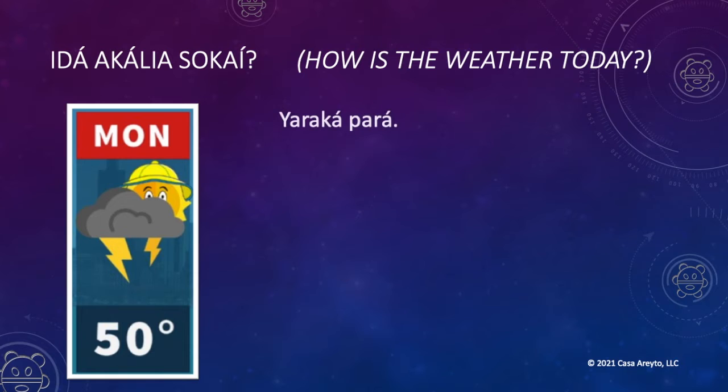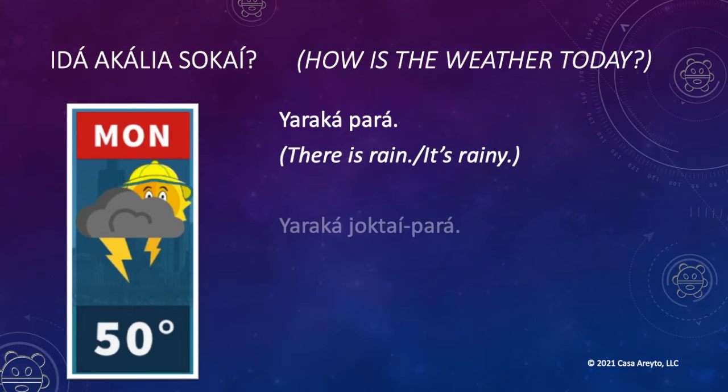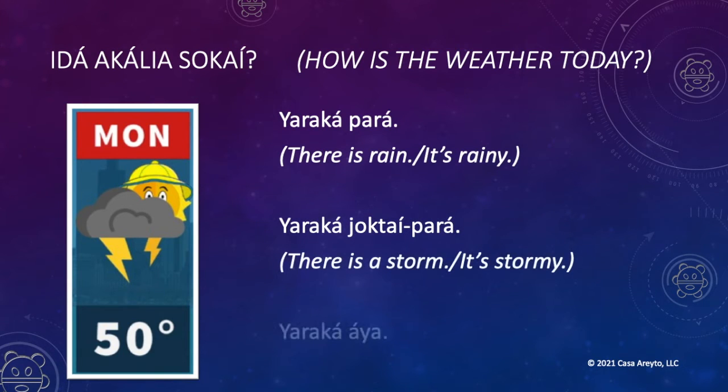You can also say, Yaracá para, there is rain, it's rainy. Yaracá chock Tai para, there is a storm, it's stormy. Yaracá aya, there is lightning. I'm sure you can come up with a million other things to say, but those are just some examples that you can use. Now we're going to go over a couple of new severe weather vocabulary.